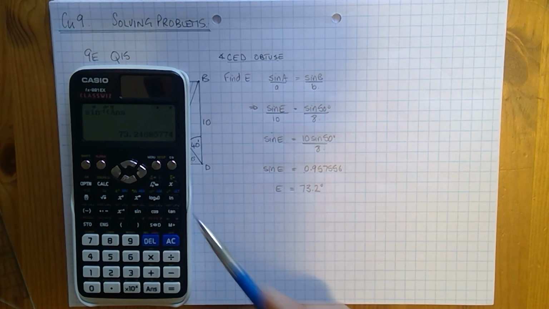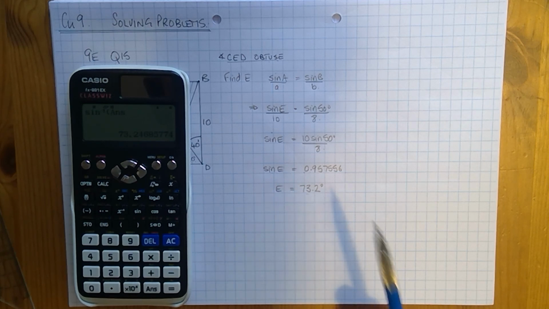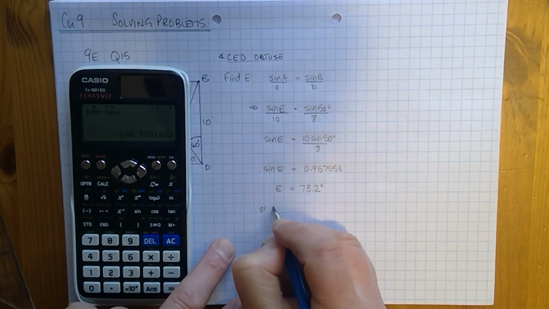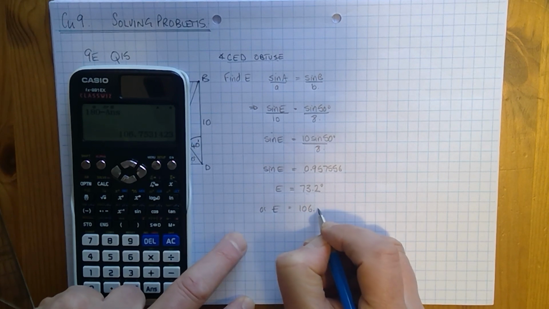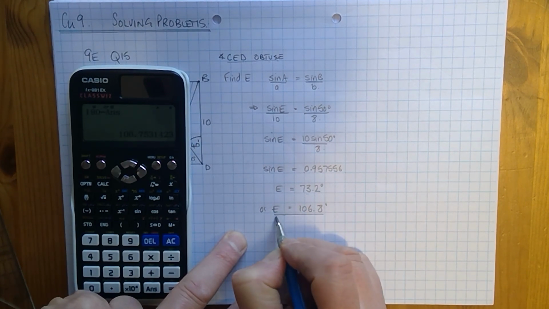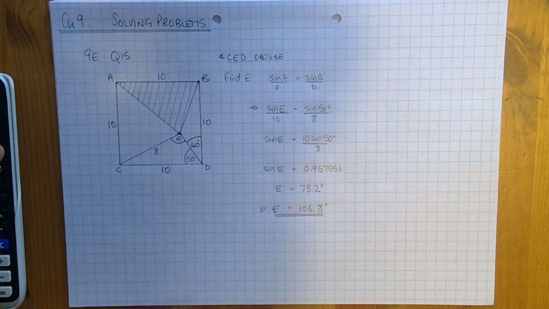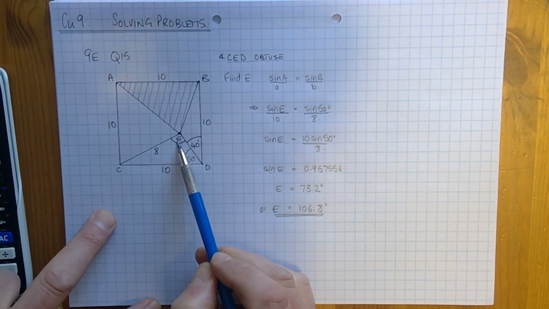so I need to find the alternative one. And as we've seen before, to find the alternative angle, the obtuse angle, if we've got the acute angle for sine, then if I do 180 take away my primary, then E is 106.8. We'll round it to one decimal place. So E is 106.8. So I know that angle.